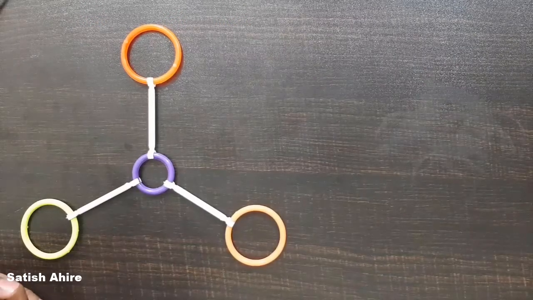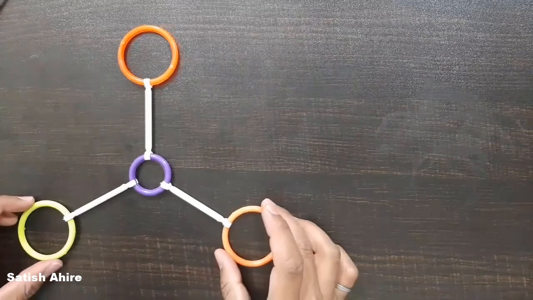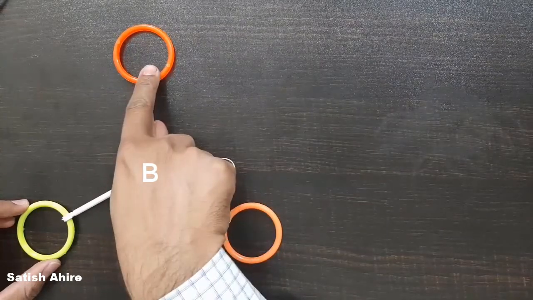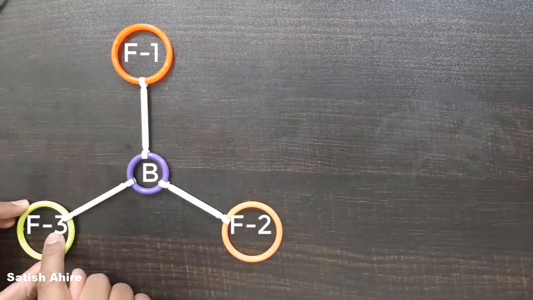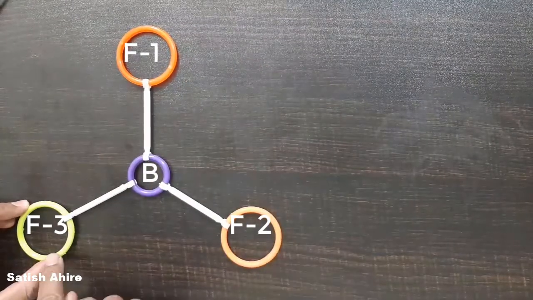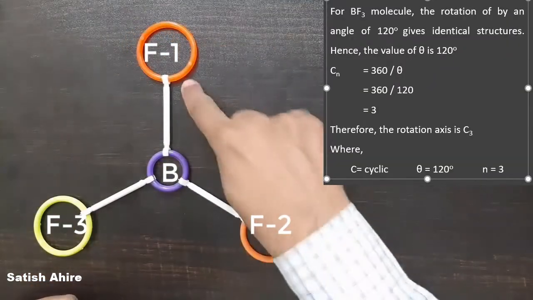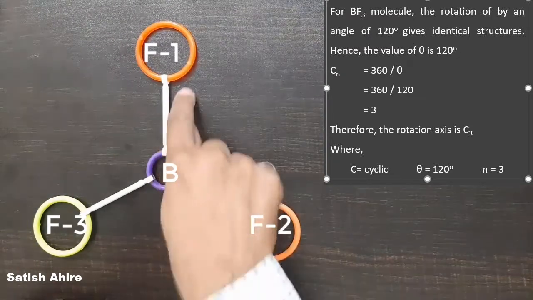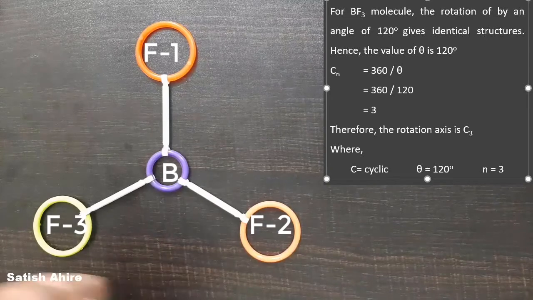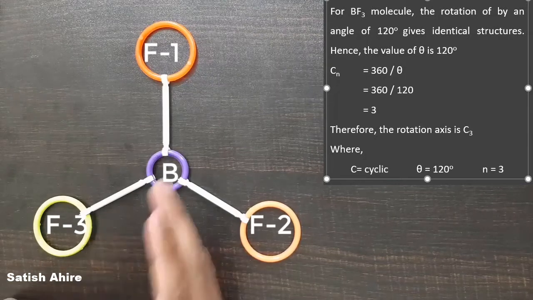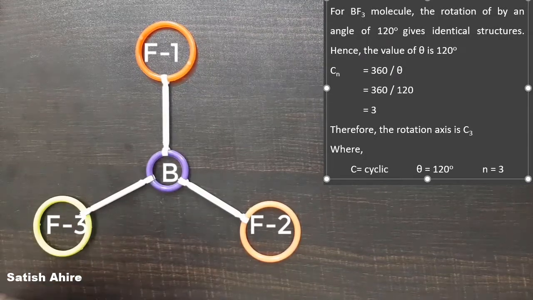Let's learn the symmetry operations of the BF3 molecule. If we consider this molecule, the central atom is boron and these are the F1 atom, F2 atom and F3 atom. For our convenience, we write them as 1, 2 and 3. In this molecule, the angle between F1, boron and F2 is 120 degrees. Therefore, the theta value in this case is 120, and 360 divided by 120 gives the value 3, so C3.